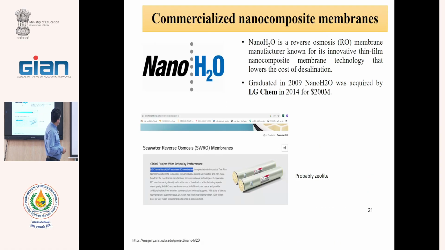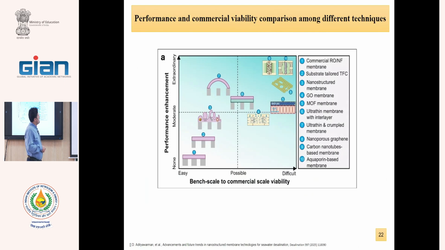Also, an example of that: nanomaterials have been used in commercial RO membranes. For the first time, NanoH2O RO membranes used, probably zeolite, in the fabrication of the commercial membranes.